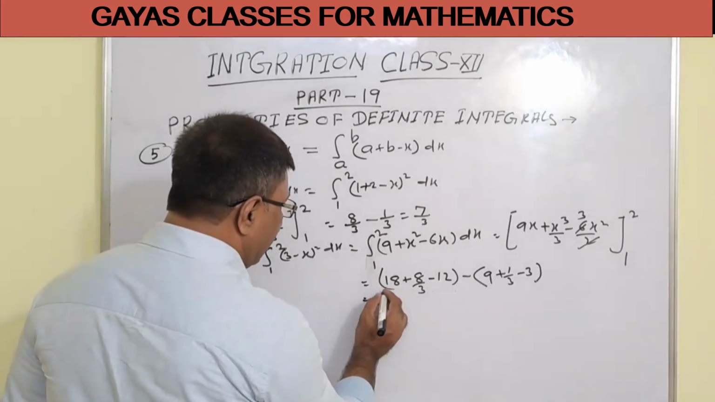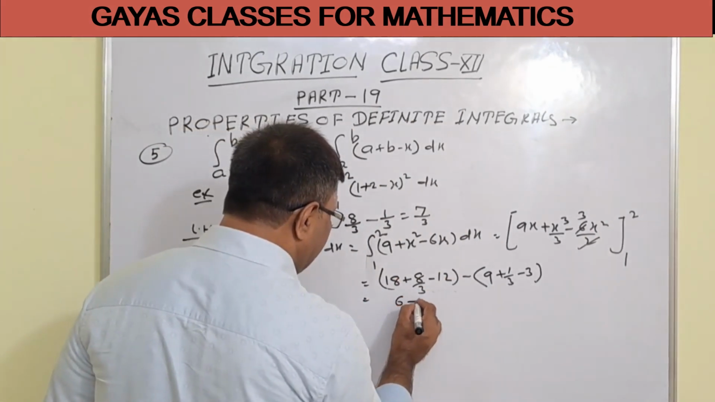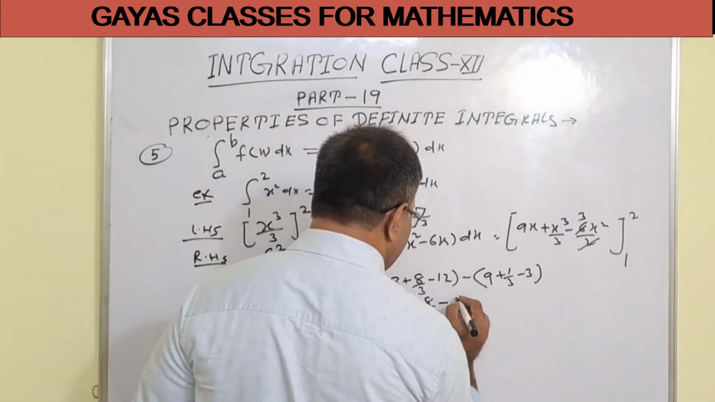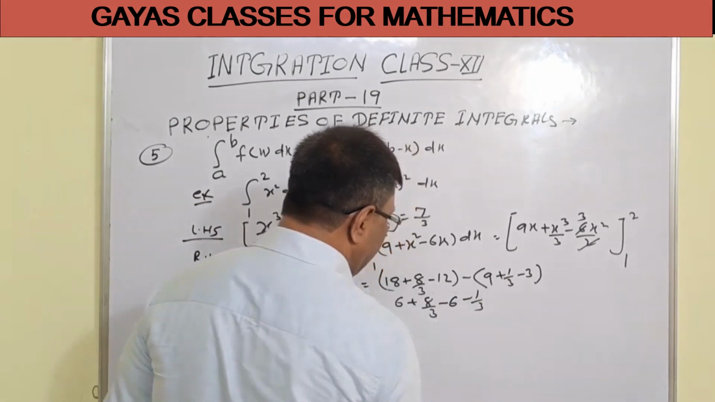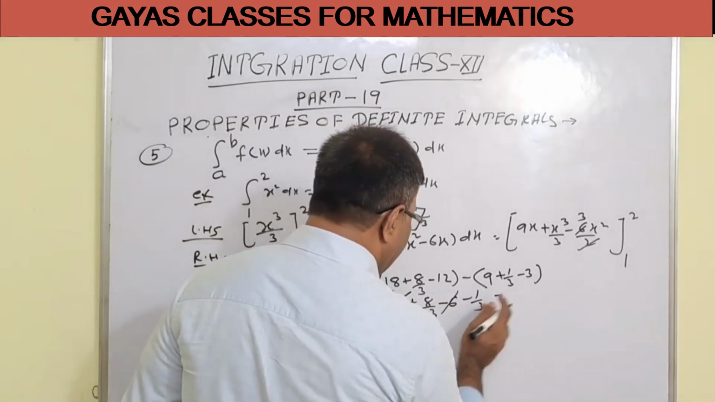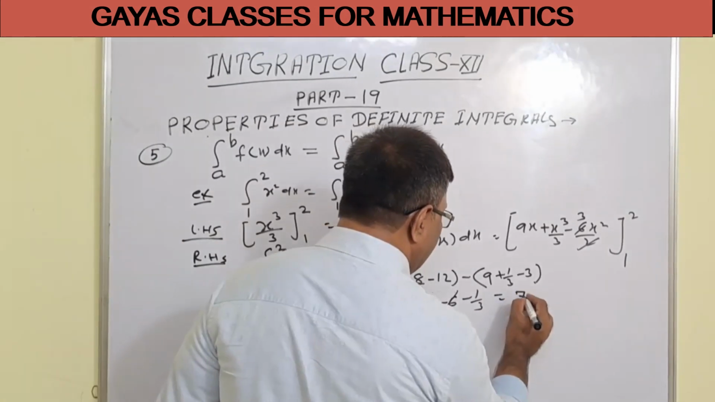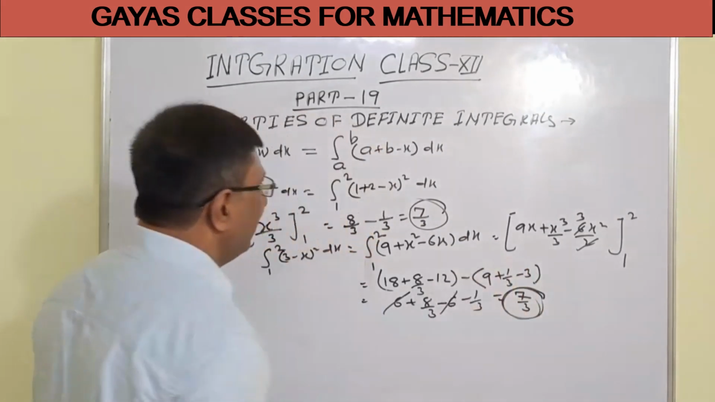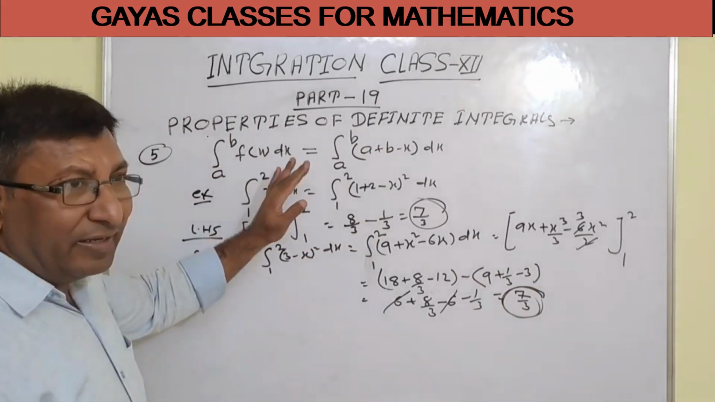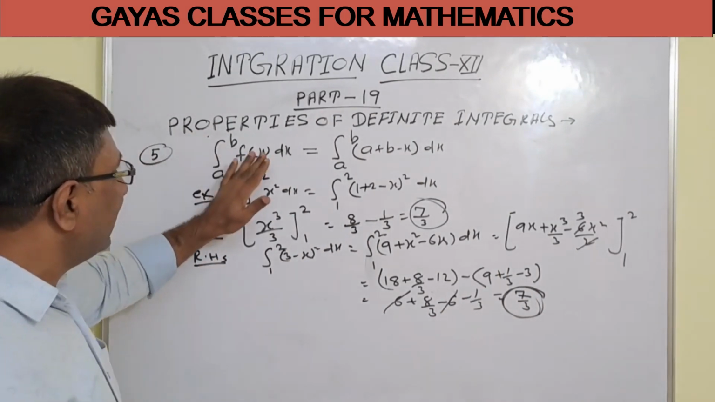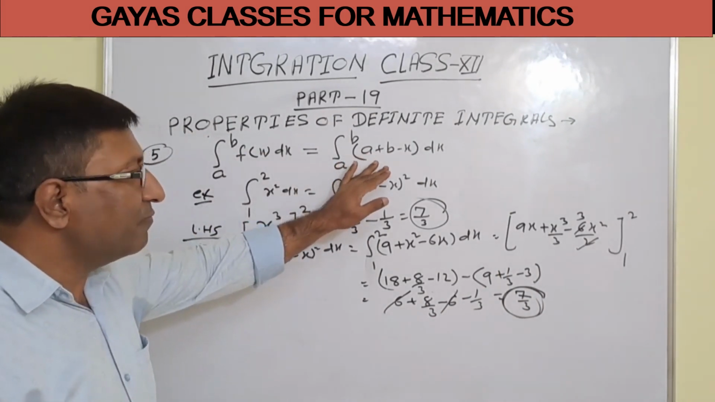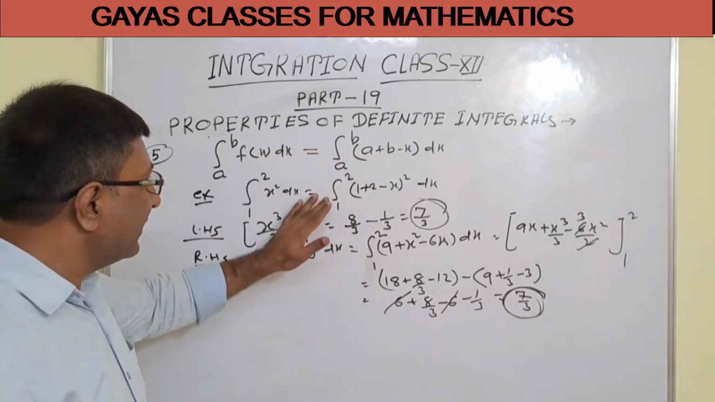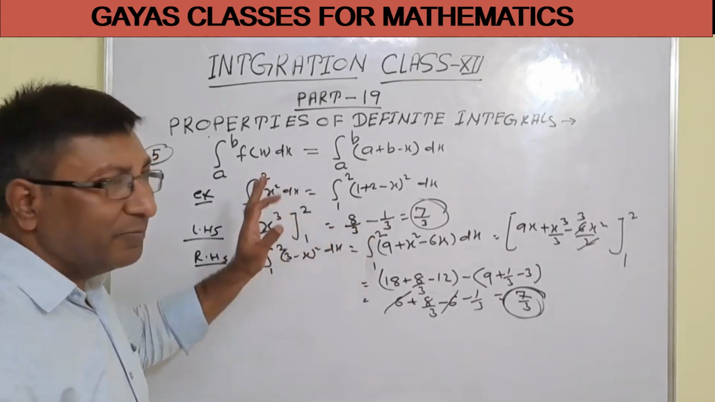So now you see, this is 18 minus 12, which is 6, plus 8 by 3, minus. Here 9 minus 3 is 6, so this is minus 6, and this is minus 1 by 3. So this 6 and this 6 cancel. 8 by 3 minus 1 by 3 is 7 by 3. So here the result is 7 by 3, and there the result is 7 by 3. So we will use this property according to the question: integral from a to b of f of x dx equals f of a plus b minus x. So we can verify this property. This is the right answer. We have checked this LHS and RHS with a simple example.